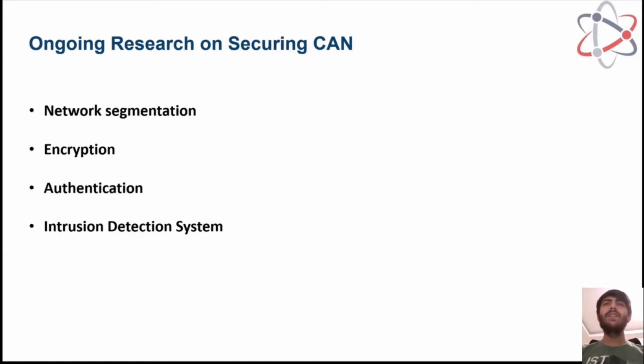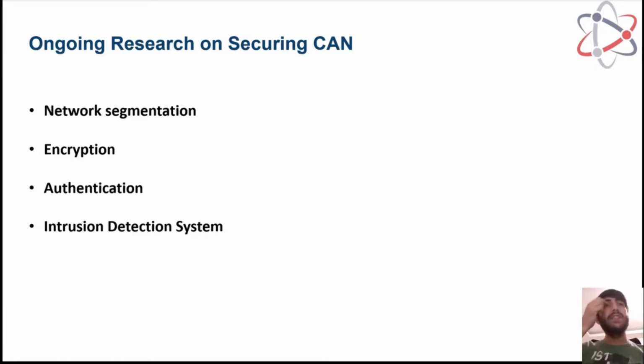Network segmentation is splitting the network into sub-networks. Therefore, the critical network is isolated from the user-accessible one. This already exists in commercial vehicles. However, it alone cannot provide security.